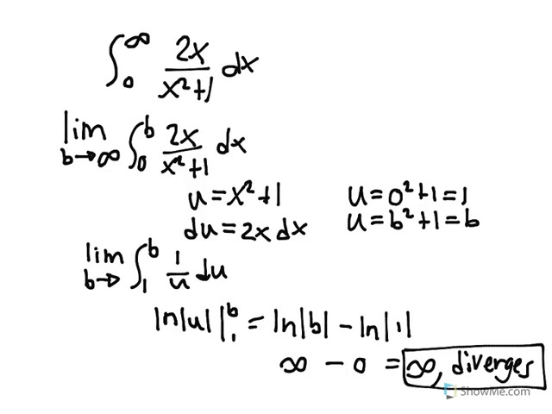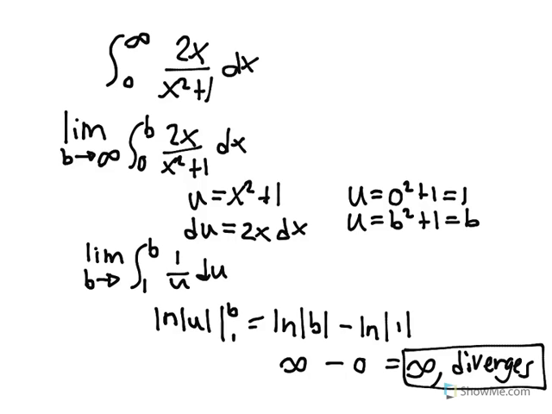Okay, so for this problem we're going to show you how to use u substitution. So you have the problem: the integral from 0 to infinity of 2x over x squared plus 1 dx. First, this is improper, so to make it proper, we have to take the limit of it. So we take the limit as b approaches infinity of the integral from 0 to b of that same problem. And then from here we use u substitution. The easiest way would be to have u equal x squared plus 1, and the derivative of that would just be 2x dx.